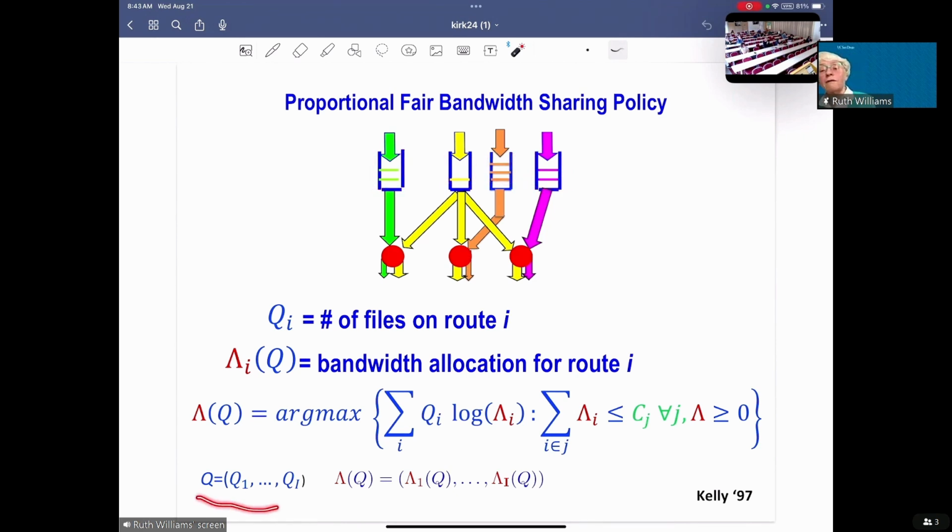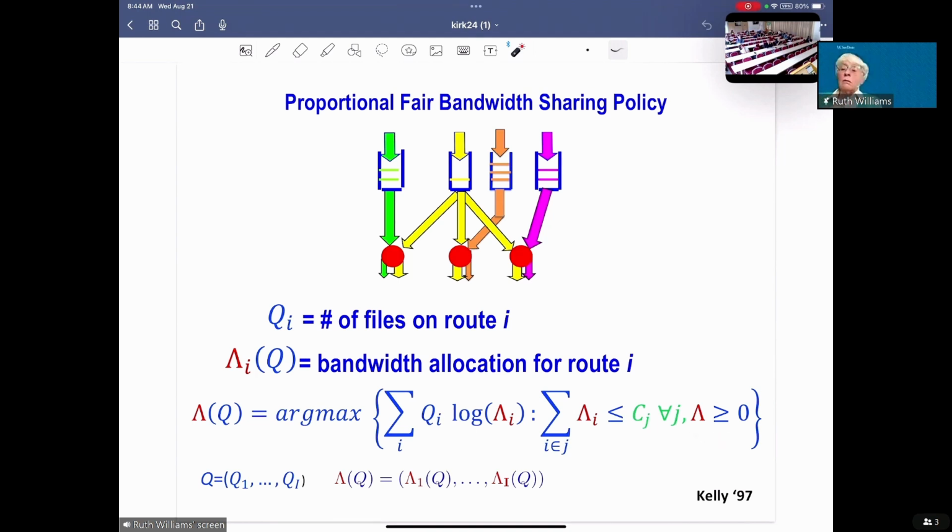If we form a queue length vector, with one component for each of the routes, where Qi is the number of files currently on route I, then the bandwidth allocated to route I is given, as a vector, by solving this optimization problem. The idea is that you want to maximize an overall social utility for the network, where the bandwidth allocation has a utility of log of the allocation, multiplied by the number of files you currently have on the route, and then you sum over all the routes to get an overall utility. The allocation needs to not exceed the capacity of each of the links, and of course needs to be non-negative.